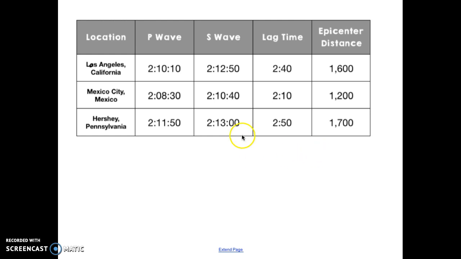So what we need to do for this is you really need to make sure that you pay attention to this last column right here. This is the column we're going to use in order to find this information. The first one we're going to start off with is Los Angeles. Here, it tells us that the epicenter distance was 1,600 kilometers away.